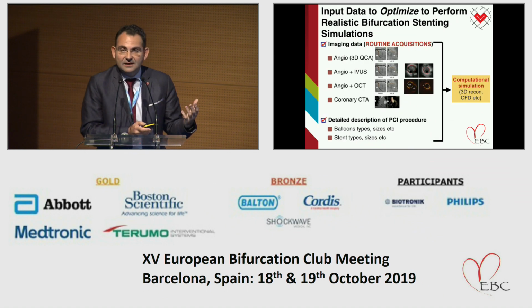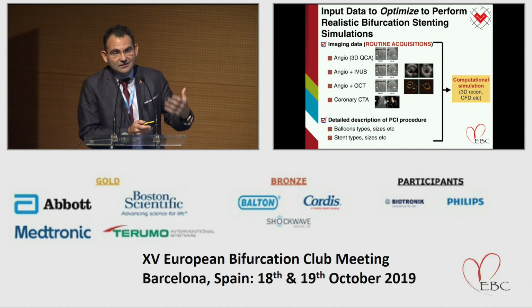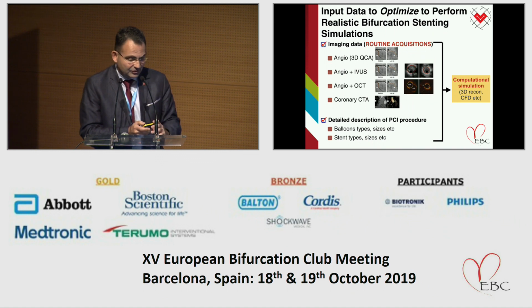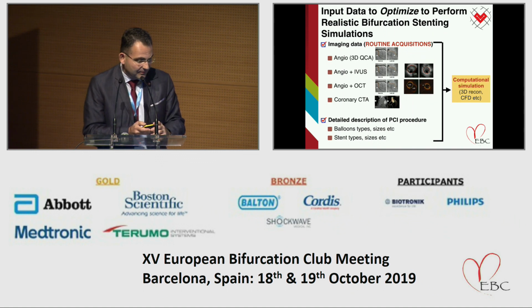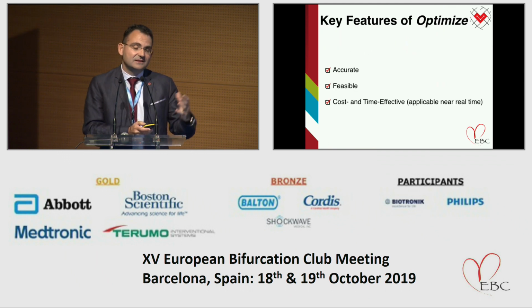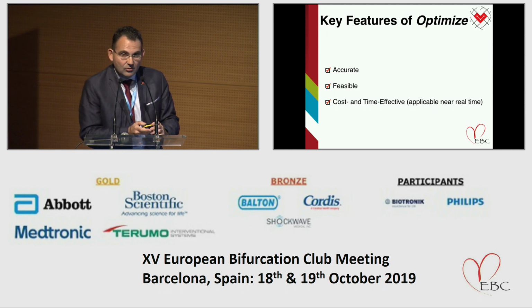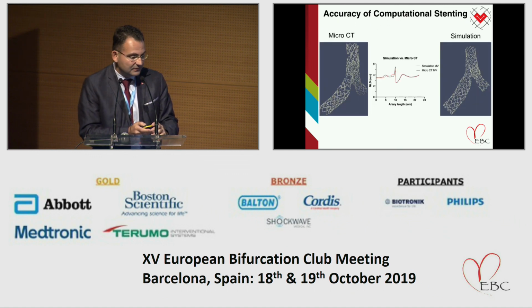The beauty here is that we can handle any data as input, either non-invasive imaging or any intracoronary imaging, or just angio as well. Plus, we need to know just the details of the procedure. All the rest can happen offline. This computational stenting simulation platform is accurate, is feasible, and we're now working to make it even near real-time applicable to be a cost and time-effective process.